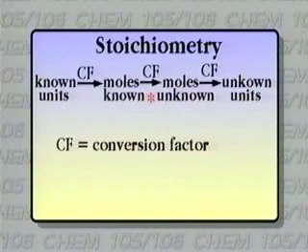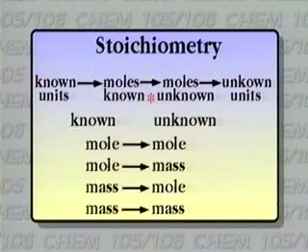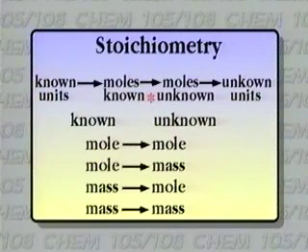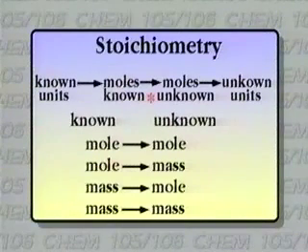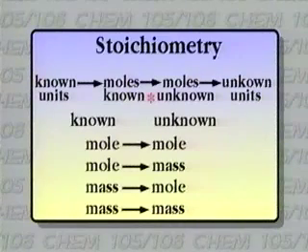Now, as I said, we're really going to look at 4 types of stoichiometric problems here today. We're going to look at what we call mole-to-mole problems. Mole-to-mass problem, mass-to-mole problem, and finally a mass-to-mass problem.